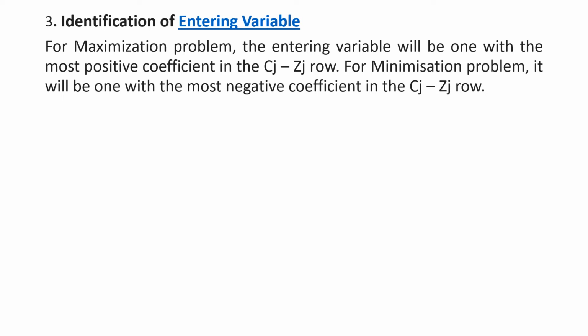So in the table we find that Z value is 0 with basic variables S1 and S2. We are not happy with the solution, so we have to identify who will be the entering variable to take up the basic variable positions. For that, there is a rule for identification of the entering variable. For a maximization problem, the entering variable is the one with the most positive coefficient in the Cj minus Zj. And for a minimization problem, the entering variable is the one with the most negative coefficient in the Cj minus Zj.